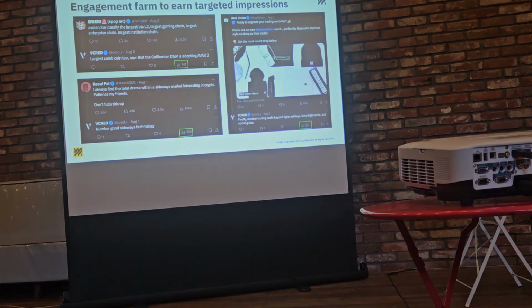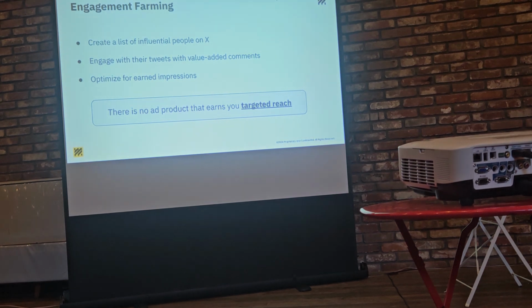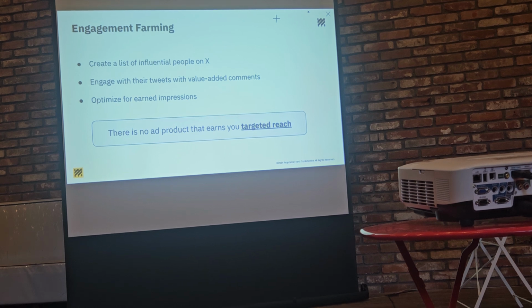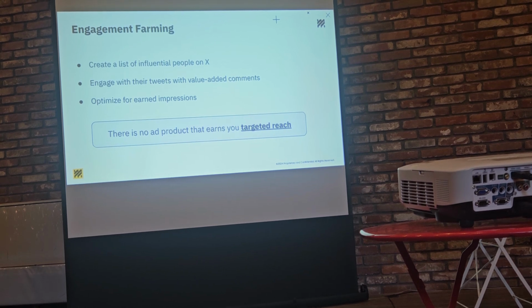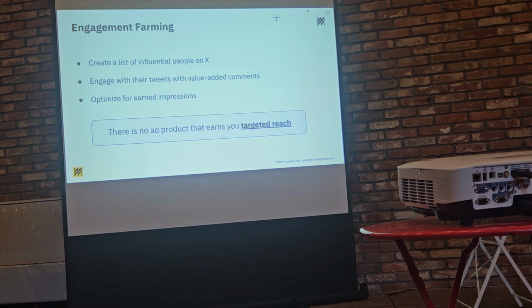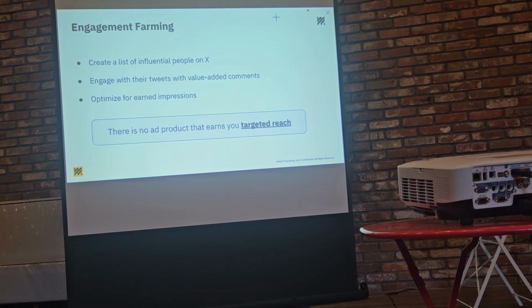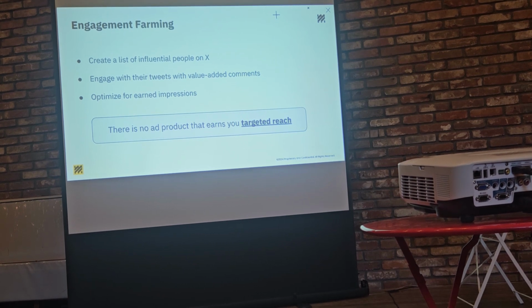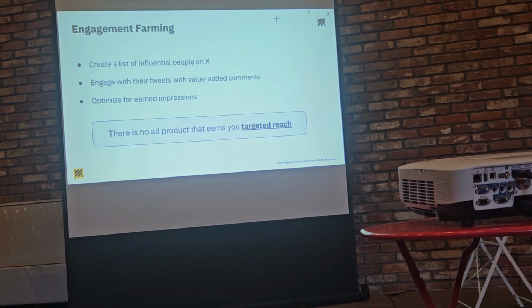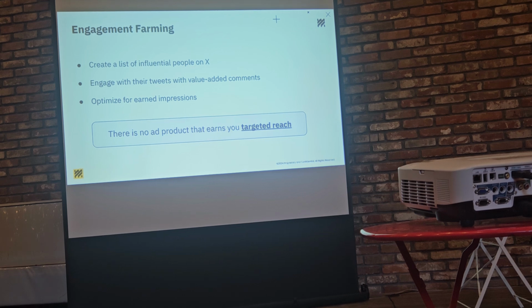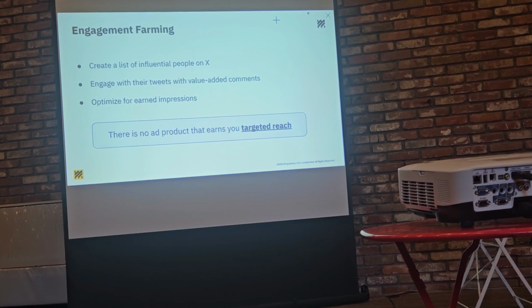You can start here. First, create a list of influential people on X. That could be KOLs, that could be VCs that you're targeting, it could be business partners. It could be the enriched list of EVM compatible addresses that you've scraped through your quests. Then you engage with their tweets with value-added comments, and I'll show you examples of that in the next slide. And then you optimize for earned impressions. On the earned impression piece, if the original poster is reacting to your comment, you typically get served more impressions, and that's what you want to optimize for. Again, there's no ad product for this, so the only way to do it is just to spend time.